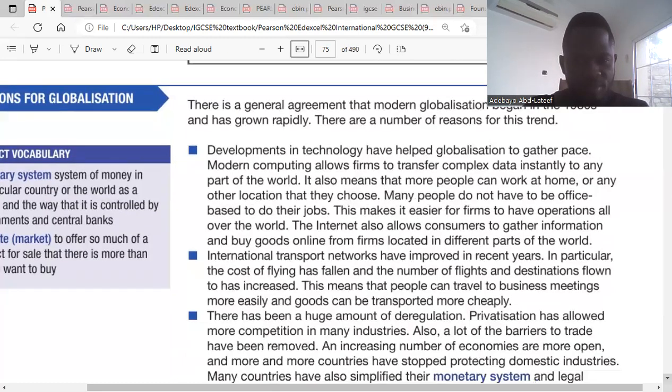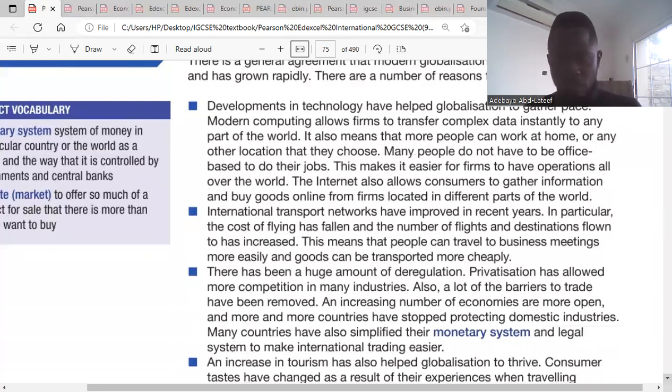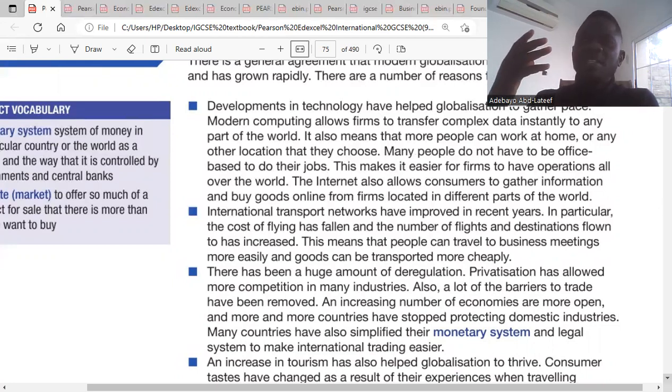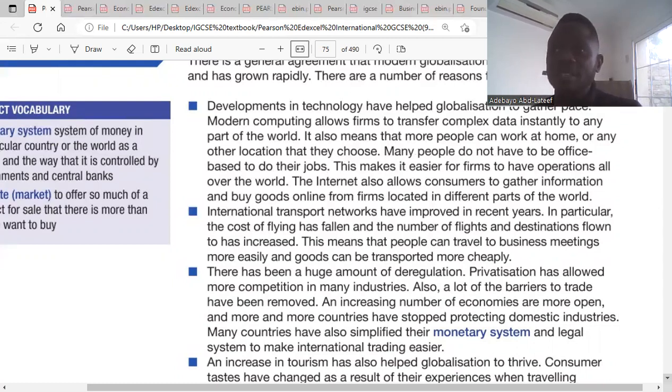Two, international transport networks. When we talk about international transport networks, there's improvement in international transportation. There's the train system, the air system, the road system, the sea system. All the means of transportation these days have become better, so it is easier for people to move around the world at a reduced cost. This makes globalization occur.